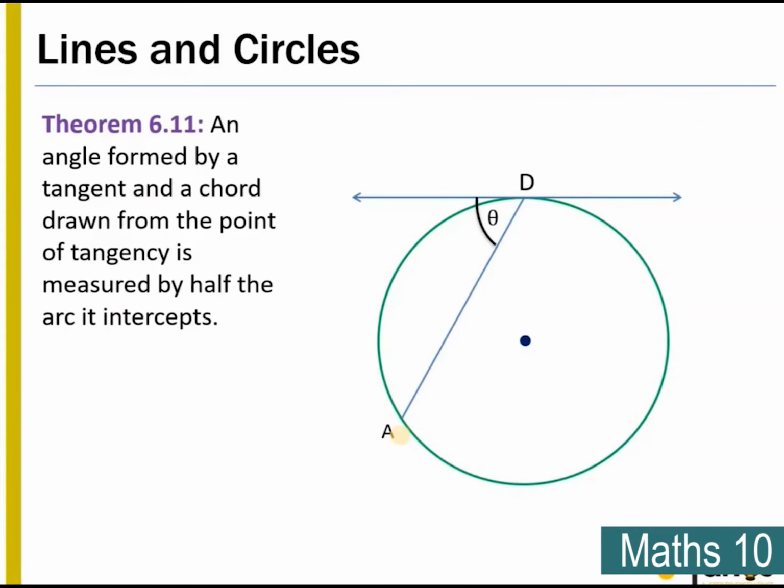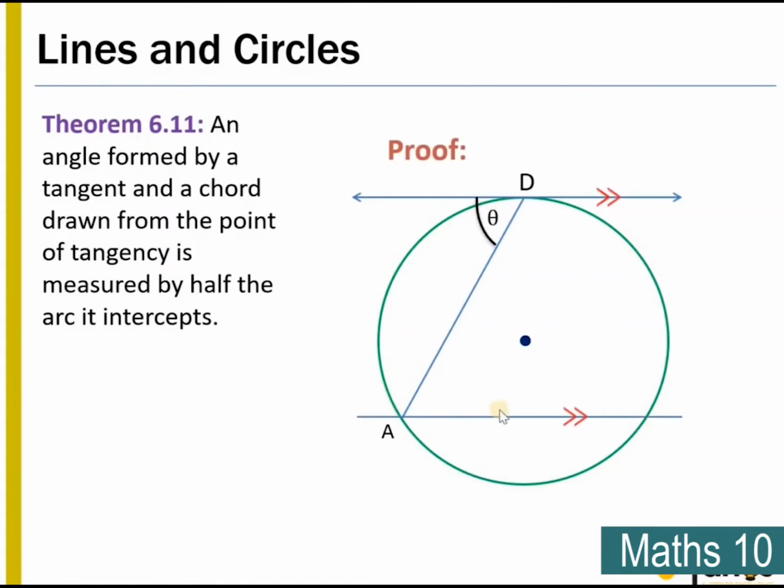Theorem 6.11. An angle formed by a tangent and a chord drawn from the point of tangency is measured by half the arc that it intercepts. In other words, this angle here is equal to half of the measure of this arc here.